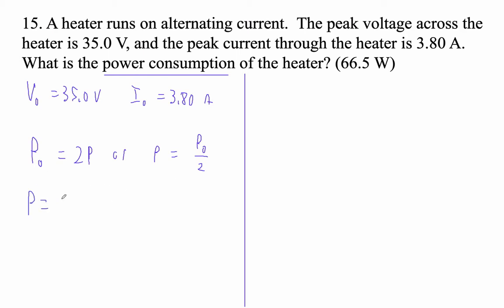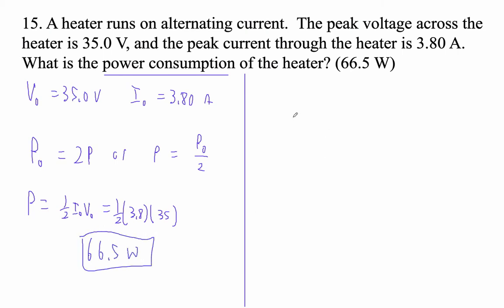My average power is going to be 1/2 peak current times peak voltage, right? So 1/2 times 3.8 times 35. And that's 66.5 watts. So that's way number one.